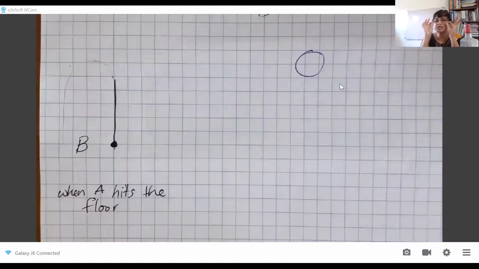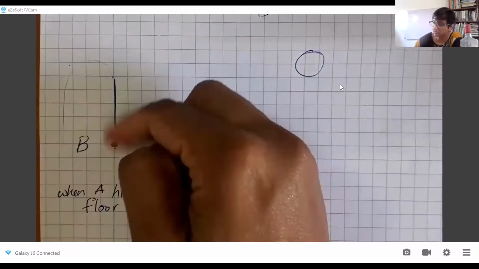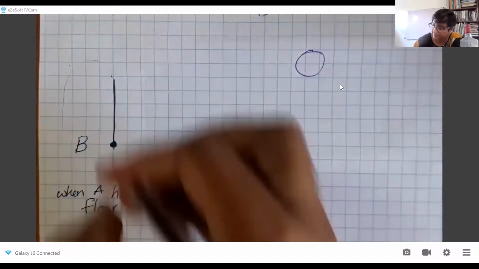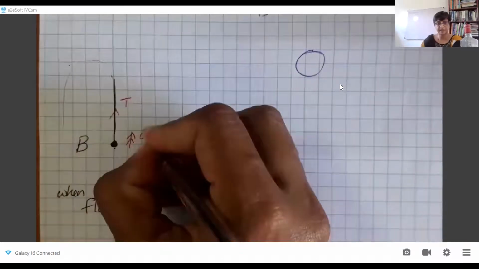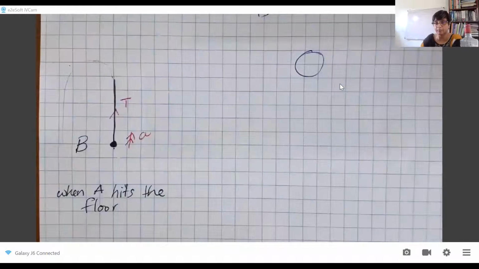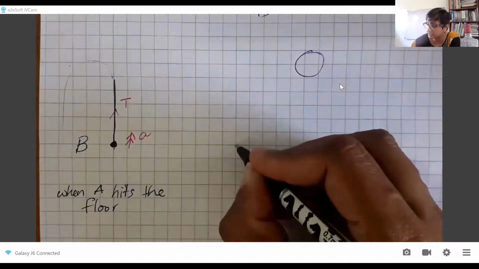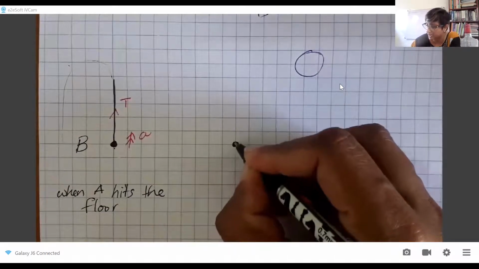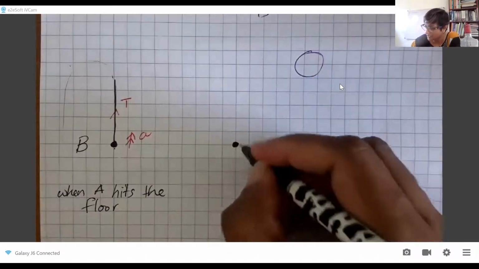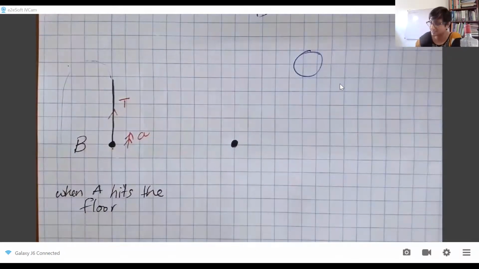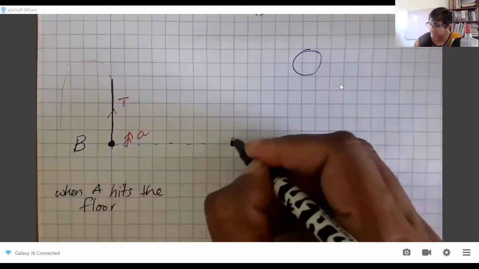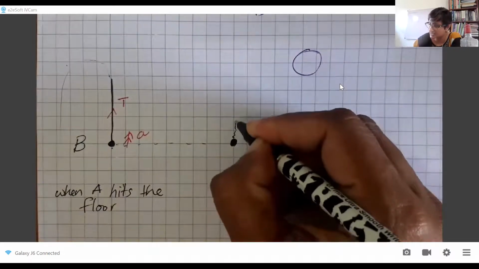The moment A hits the ground, the string is still taut. See, I have drawn it taut. Tension is there. And this is kind of moving at A, and it will have a certain speed at that moment. In the next fraction of a second, when it is just a little above that position, the string slightly starts to slack.